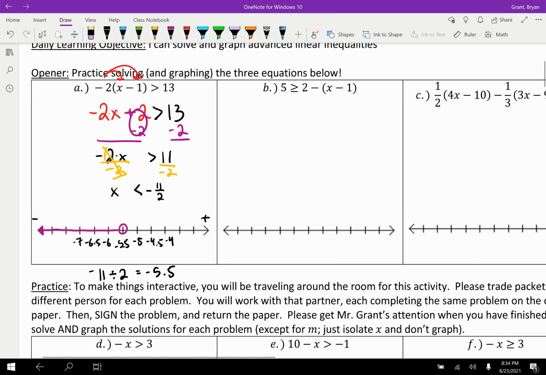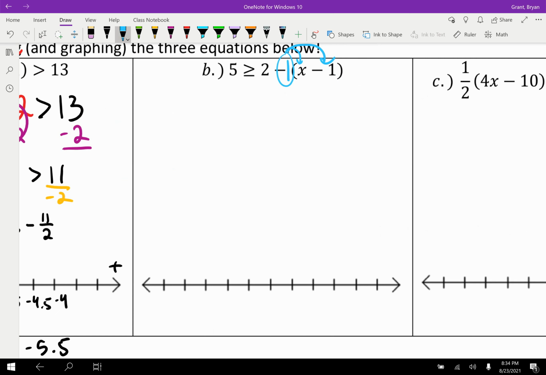Moving on. 5 is greater than or equal to 2 minus the quantity x minus 1. We've seen this situation before. We know we don't distribute the 2 to parentheses because 2 is attached by subtraction. We need to distribute the number that's multiplying, and there is an invisible 1 here. So I'm going to take this negative 1 and distribute to both. This will give me 5 is greater than or equal to 2 minus 1x. Negative times a negative is a positive. 1 times 1 is 1.